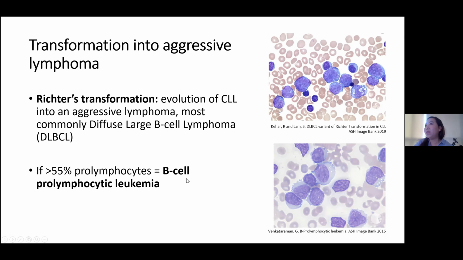We talk about how it can also transform into B-cell prolymphocytic leukemia. And there's this example of prolymphocytic leukemia, where mostly the cells are medium in size with a moderate amount of cytoplasm and prominent nucleoli, accounting for more than 55%.